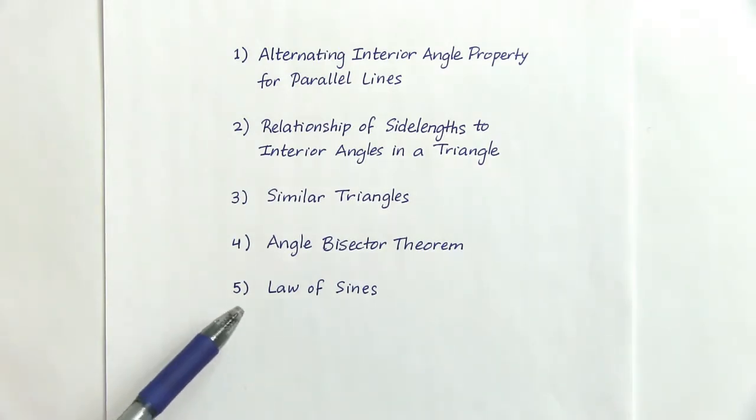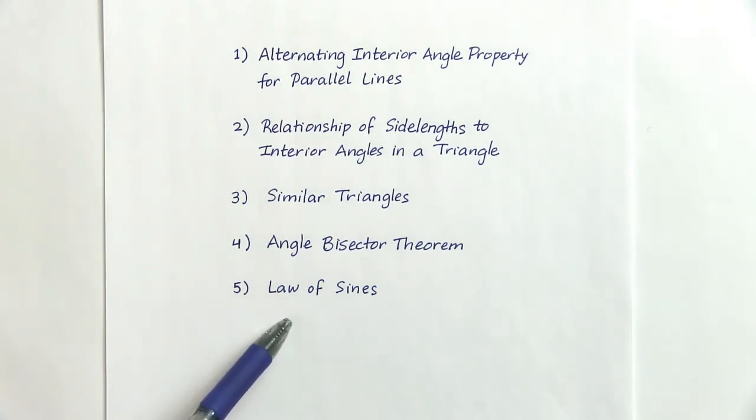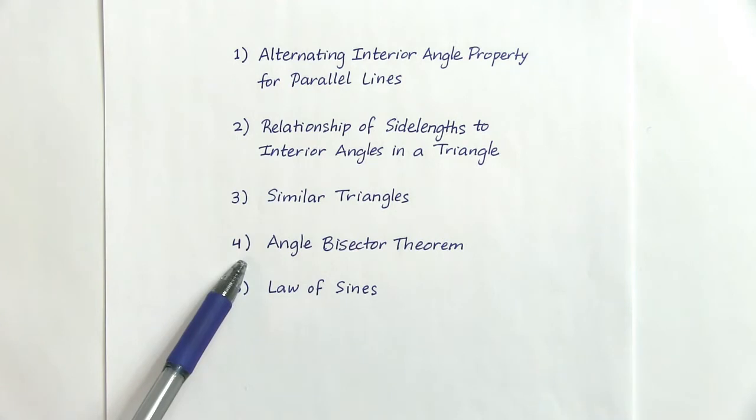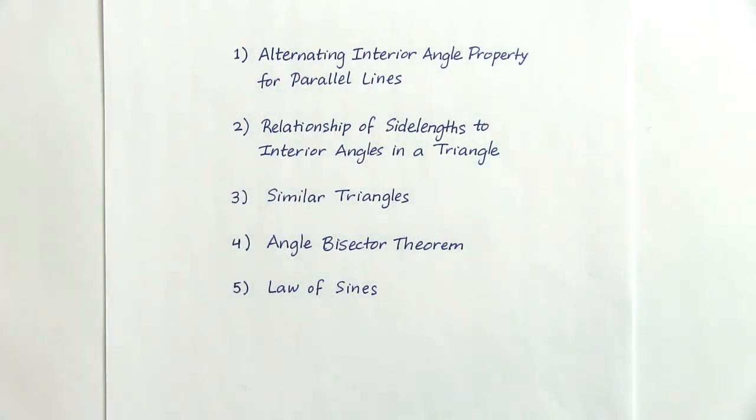Again, we don't need to know the law of sines to solve the problem of the week, but it does give us an alternative method of solving if we do know it. In order to understand the written solution, we do need to know these first four properties. So let's review these four properties next. The first of these properties is the alternating interior angle property for parallel lines. Let's recall, this property looks like this.